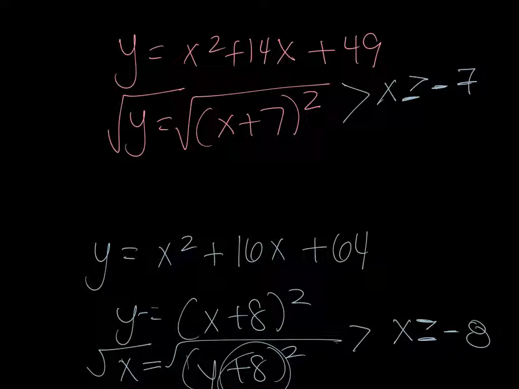So for your inverse on this function, your domain is x such that x is an element of real numbers where x is greater than or equal to -7.